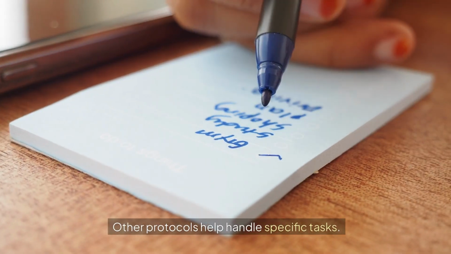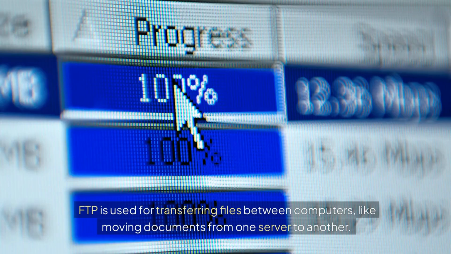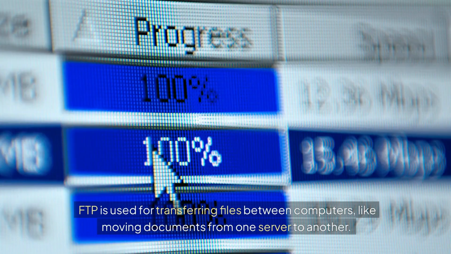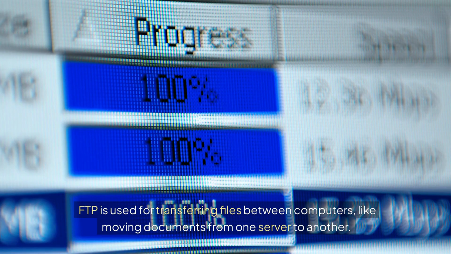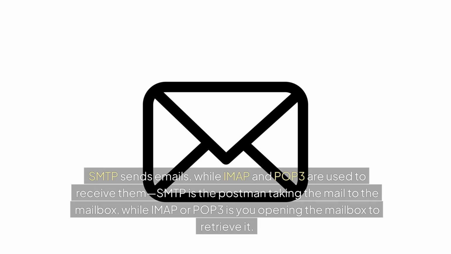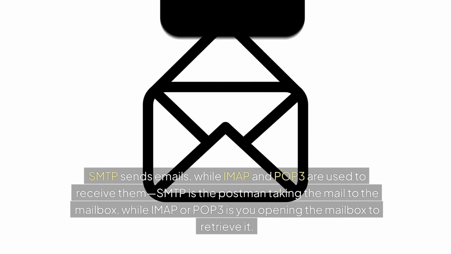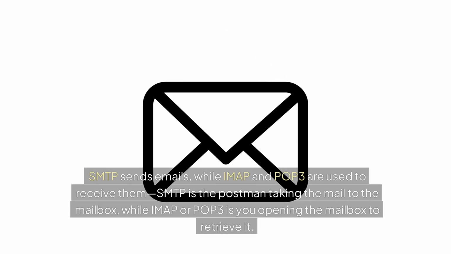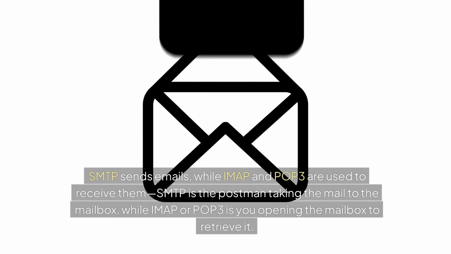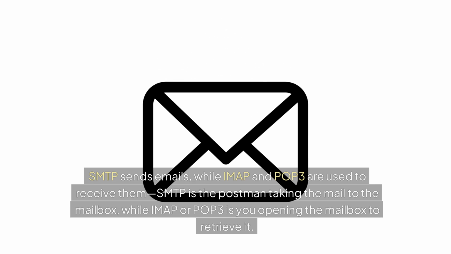Other protocols help handle specific tasks. FTP is used for transferring files between computers, like moving documents from one server to another. SMTP sends emails, while IMAP and POP3 are used to receive them. SMTP is the postman taking the mail to the mailbox, while IMAP or POP3 is you opening the mailbox to retrieve it.